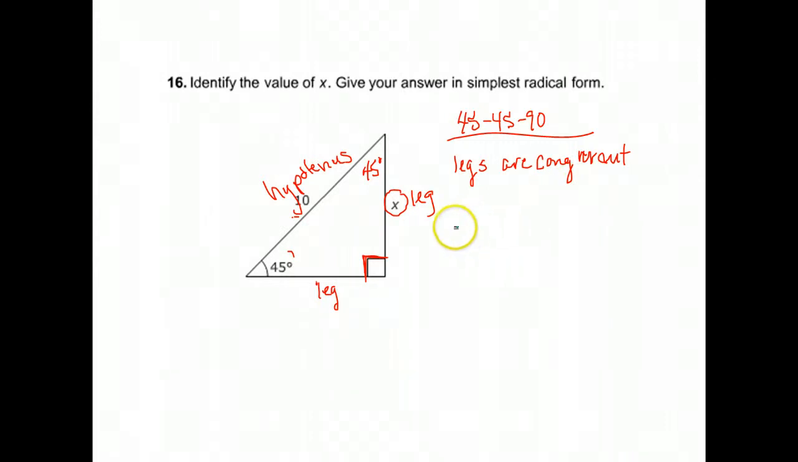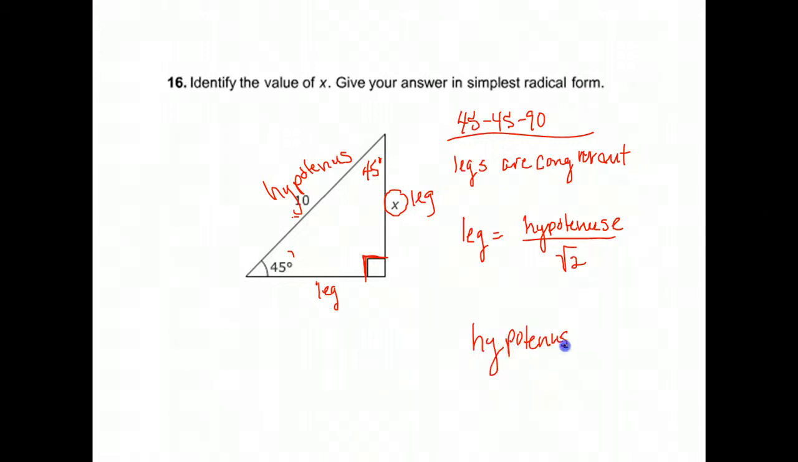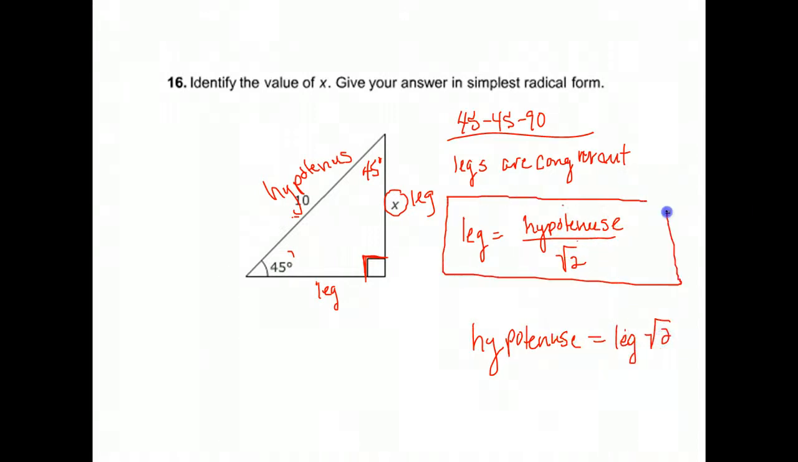What else do we know? We know that the leg is equal to the hypotenuse, and this is just for a 45, 45, 90 triangle, divided by the square root of 2. Okay, and our final one is if we needed to find the hypotenuse, which we don't, you would go the leg times the square root of 2. See, these are kind of opposites of each other. But we're trying to find a leg, so this is our little formula we're going to use.